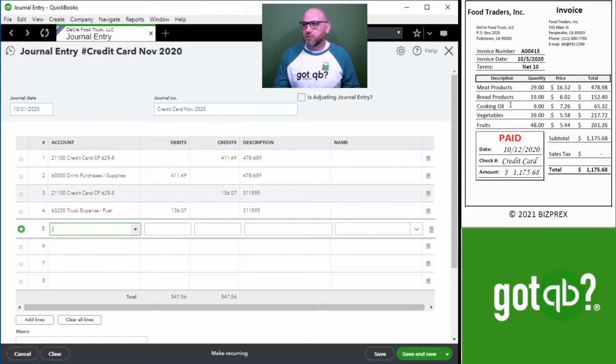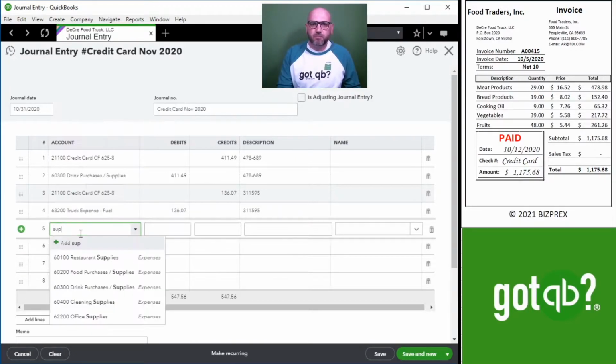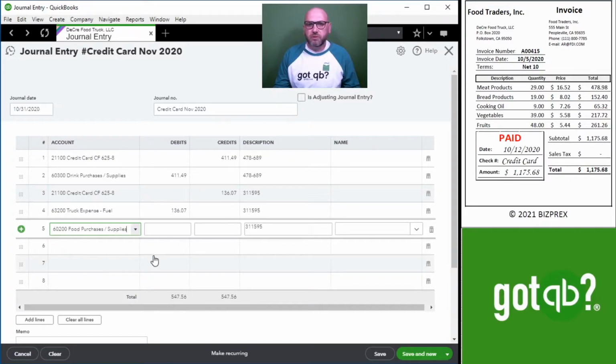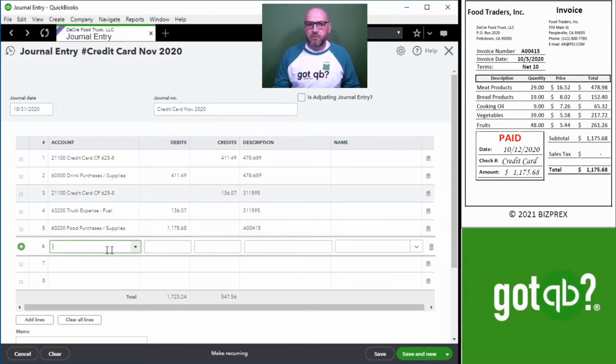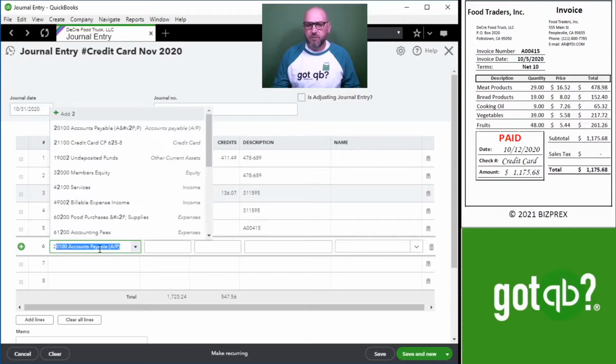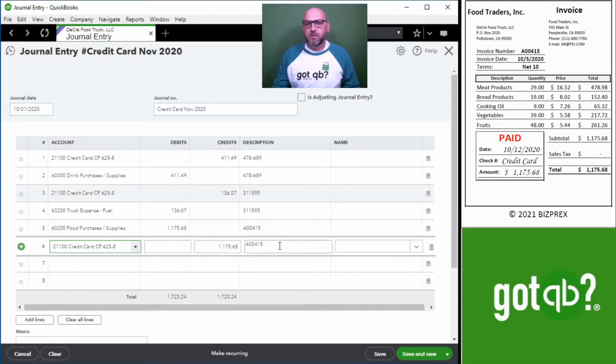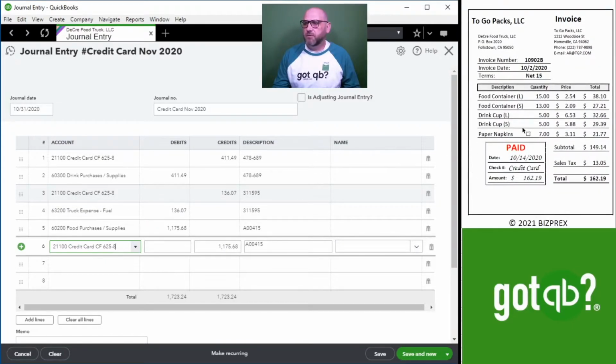All right, we have a purchase of some food supplies. Right, so again, we have our food purchases, supplies. That's an expense. It goes up. All right, let's make sure we enter the invoice number for reference. What else is happening? Well, we know our credit card liability. We're still booking credit card, right? That one goes up. And liabilities go up when credited. So here it is. Do we have another one? Yeah, we have Togo Packs.